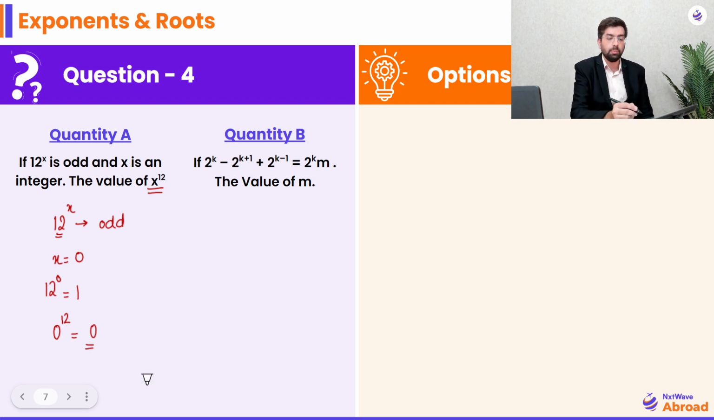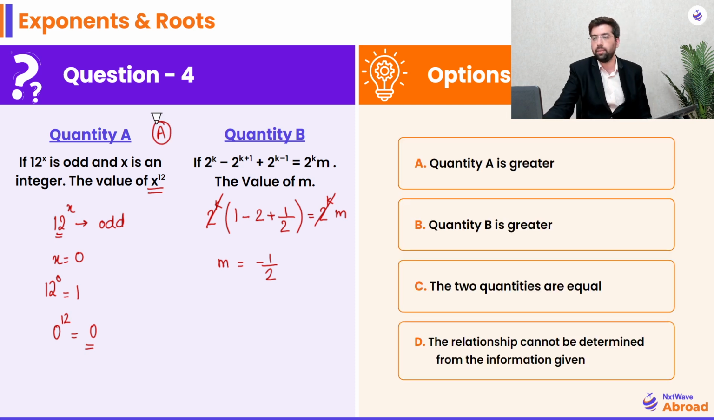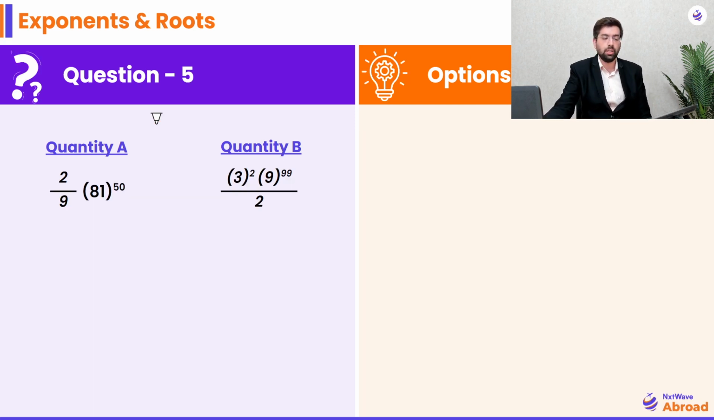Now, let us find quantity B. It says 2 raised to power k is common from each term. This would be 1 minus 2 raised to power 1 plus 2 raised to power minus 1, that can be written as 1 upon 2. This will be equal to 2 raised to power k into m. So 2 raised to power k and 2 raised to power k get cancelled out. We are left with m equals to negative 1 upon 2. You can see that quantity A would be greater, and that is why the answer is A. Let us now move to the next question.